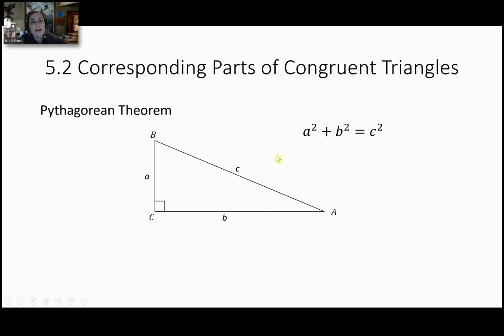So the square of the hypotenuse is equal to the sum of the squares of the legs. That's the Pythagorean theorem, and it's true for every single right triangle. It is not true for non-right triangles.